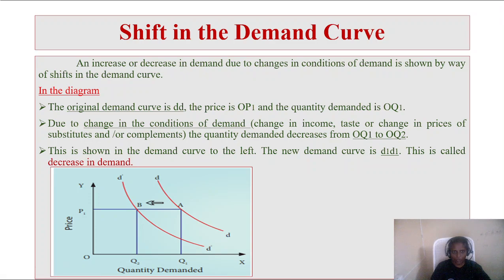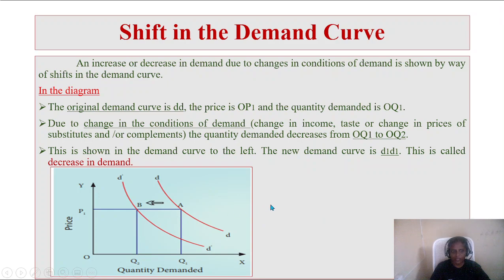But if there is a change in the conditions of demand, that is, if the income of the consumer increases, or the taste and preference changes, or there is a change in consumer behavior, or whenever there is a change in the price level of substitute goods or complementary goods, what will happen to the demand curve? The demand curve decreases.